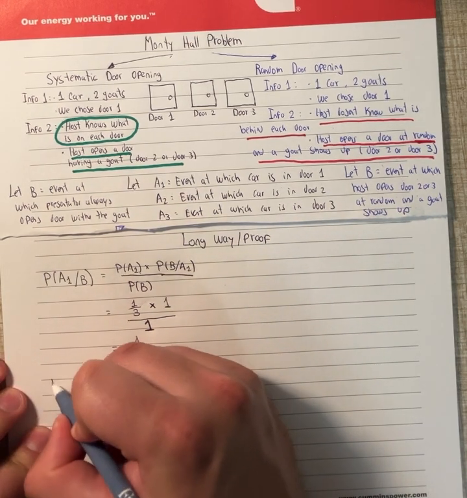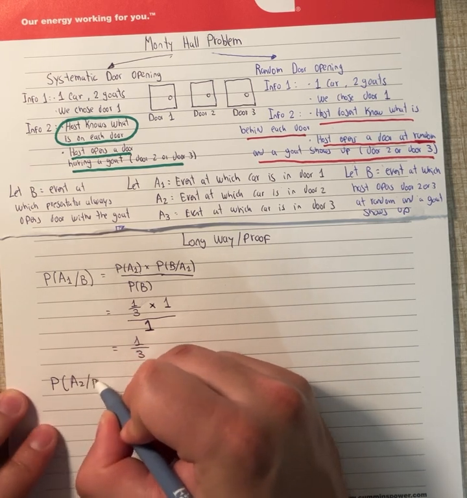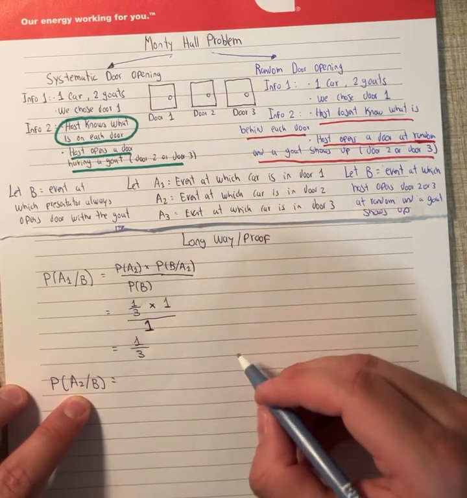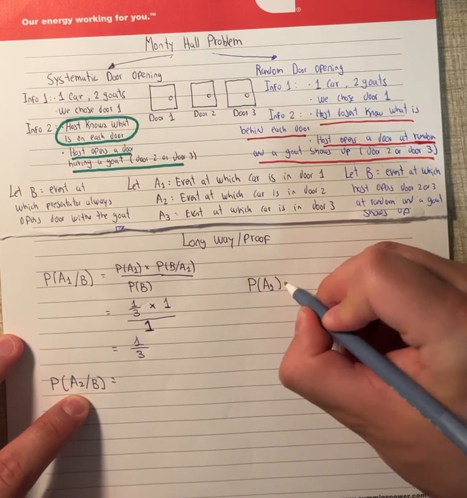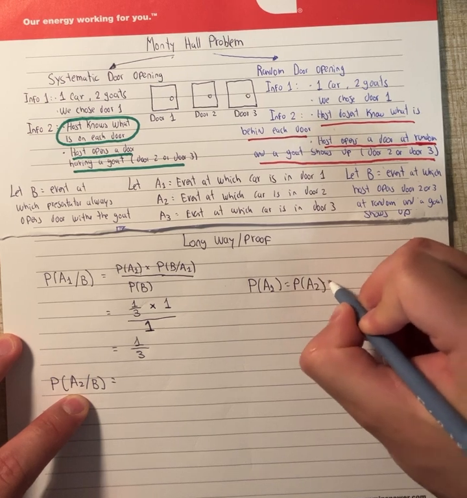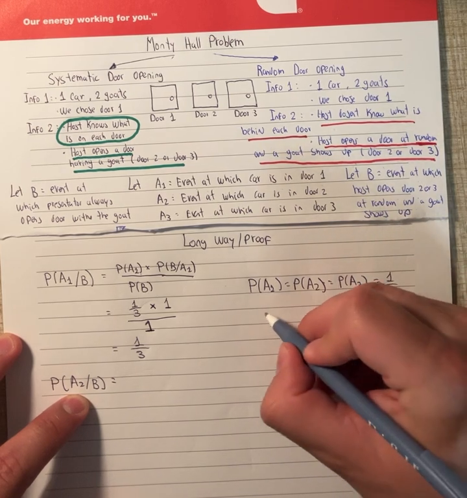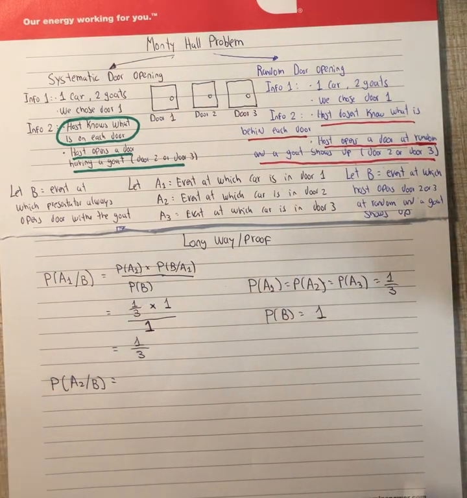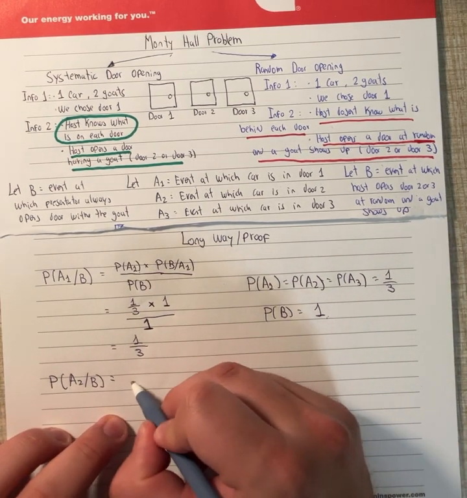Maybe let's go more in depth with this exercise. The probability that A2 happens if B happens. We know that the probability of A2 is 1/3, so the probability of A1 is equal to the probability of A2, which is equal to the probability of A3. And we know that the probability of B is always going to be 1 because the host always chooses the door with the goat, so it's always 1, or 100%. So if we go through this, it's the same principle.